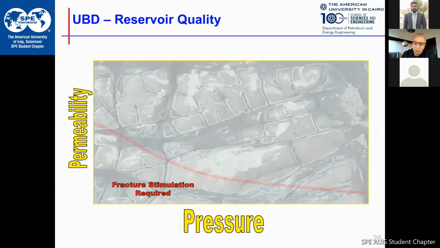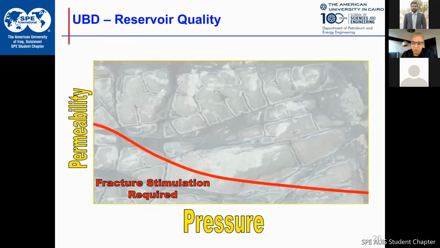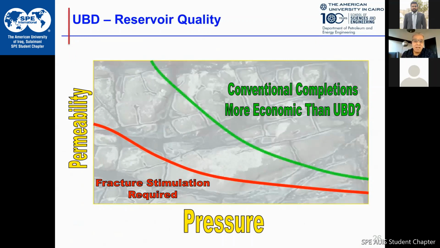Now, which reservoir quality allows us to use underbalance? There is a cutoff to consider when we look at the relationship between permeability and pressure. The red curve down there shows the border between underbalance and fracture stimulation requirement reservoirs. So if the reservoir requires fracture stimulation, then the values of permeability versus pressure are in this envelope.